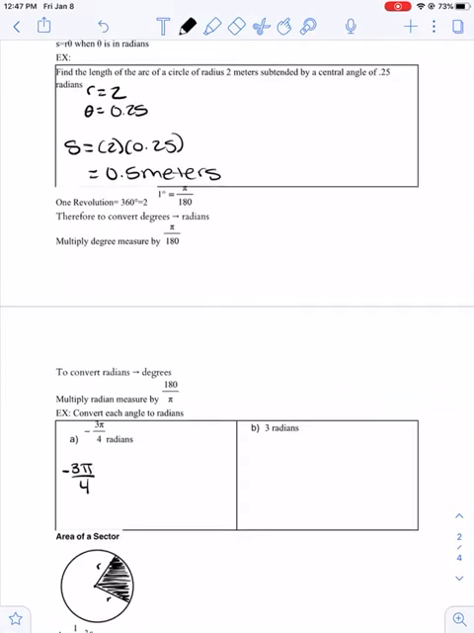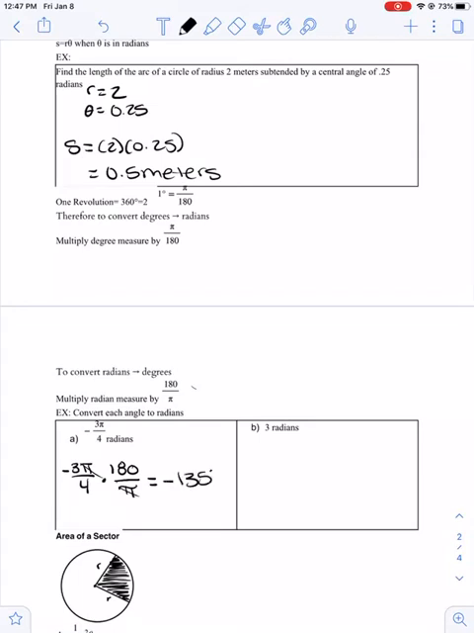If we look at our rules to convert from radians to degrees, we're going to multiply the radian by 180 over pi. So times 180 over pi. Those pi's are going to cancel. Plug this into your calculator, and we're going to get that this equals negative 135 degrees.